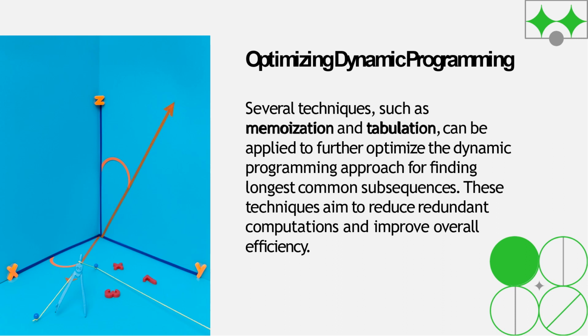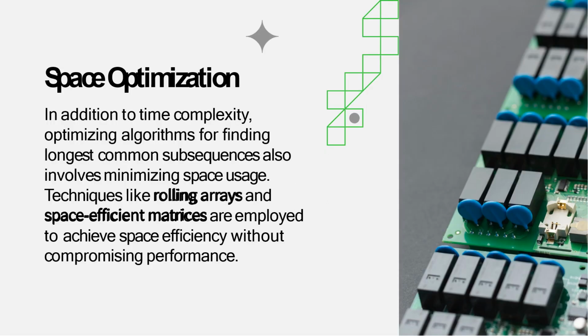Optimizing dynamic programming. Several techniques, such as memoization and tabulation, can be applied to further optimize the dynamic programming approach for finding the longest common subsequence. These techniques aim to reduce redundant computations and improve overall efficiency. In this video, we are going to see an example with tabulation.